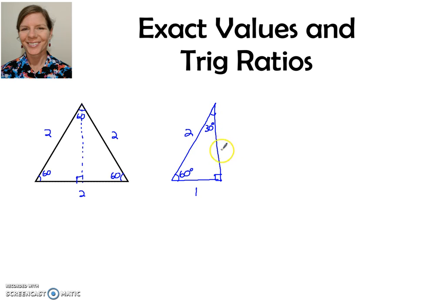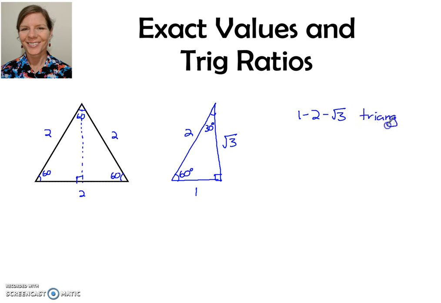So we need to work out what this side length is here. Now, using Pythagoras, we can say the square of that is 4, minus the square of that is 1, so 4 minus 1 is 3. Take the square root, so this has to be the square root of 3. This is called our 1, 2, root 3 triangle.